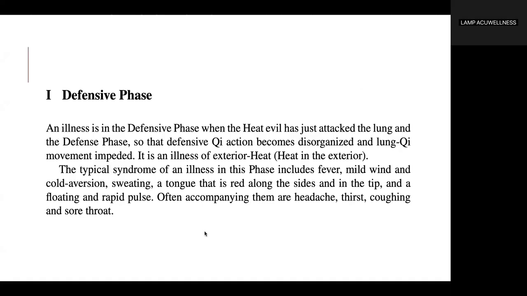We will first discuss the defensive phase. An illness is in the defensive phase when the heat evil has just attacked the lung and the defense phase. So the defensive qi action becomes disorganized and lung qi movement impeded. It is an illness of exterior heat. The typical syndrome of an illness in this phase includes fever, mild wind and cold aversion, sweating, a tongue that is red along the sides and in the tip, and a floating and rapid pulse. Other often accompanying symptoms are headache, thirst, coughing, and sore throat.